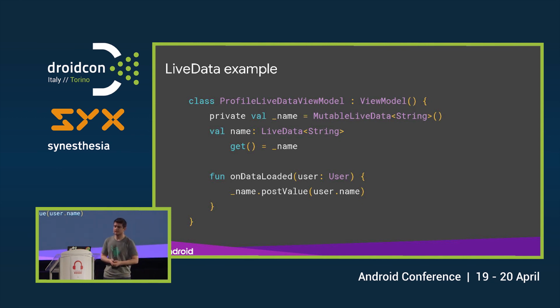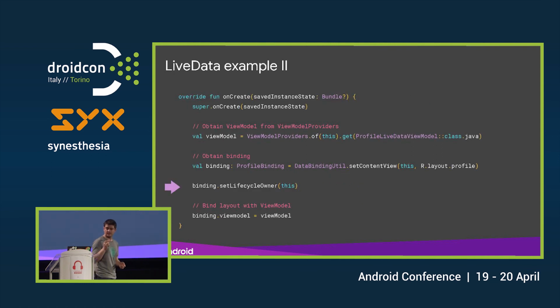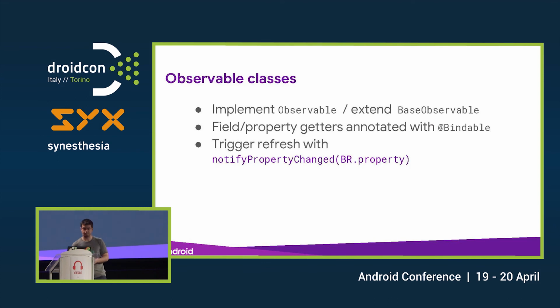So why would we use live data? Because they have a lifecycle owner. They are scoped to a specific activity or fragment or lifecycle owner, so that when they are not in resume or post state, they are not going to receive updates. So it's a little bit more efficient. Now, there's a new thing that you have to do. You obviously have to tell data binding which lifecycle owner to use. And you do this by simply calling set lifecycle owner on the binding object.